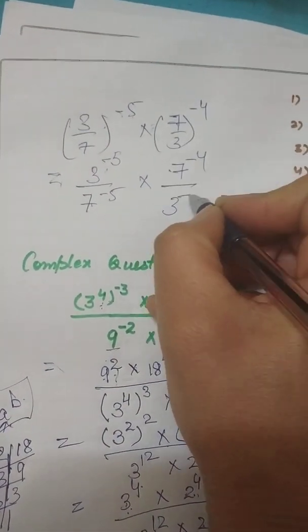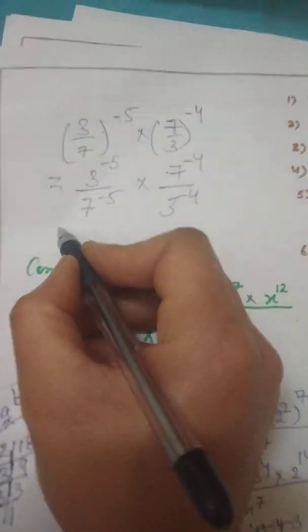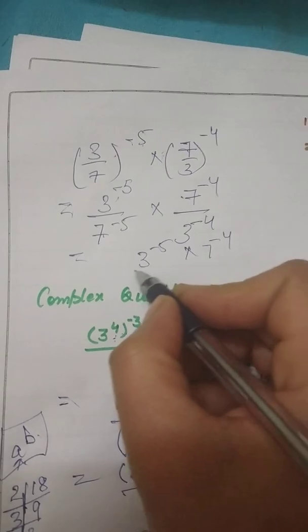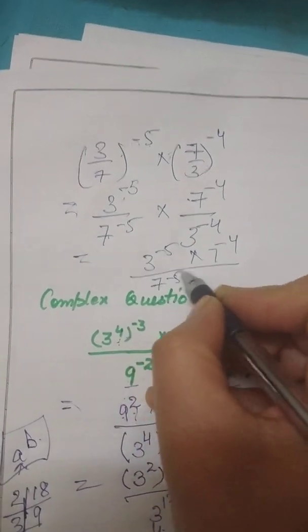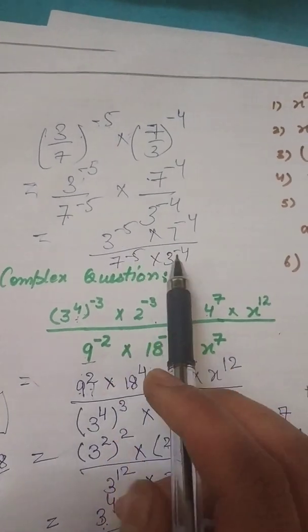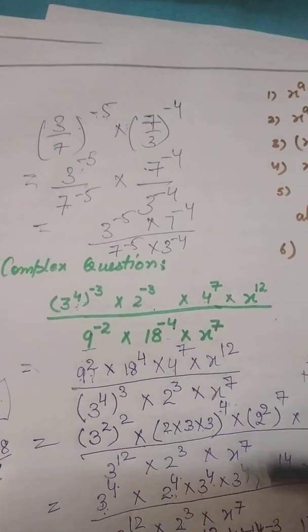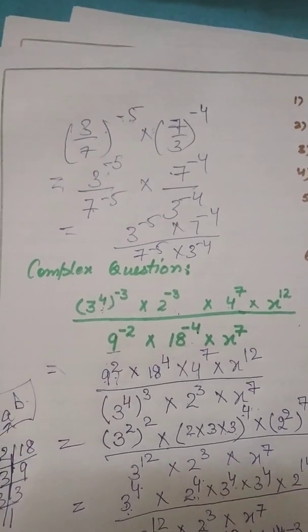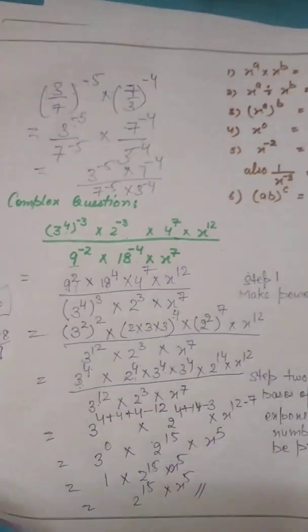And here also. Now this can be written as 3 raised to power minus 5 into 7 raised to power minus 4, and 7 raised to power minus 5 into 3 raised to power minus 4. And now you are ready to apply the laws. Not the laws, but the procedure. First make the power positive and then start applying the laws. I suppose this would help.